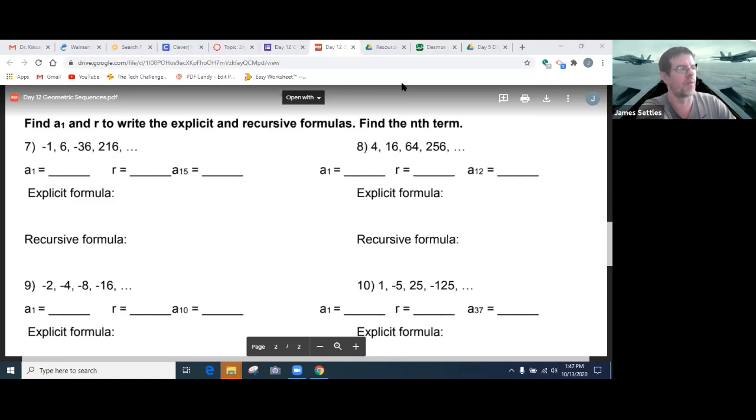If you remember, we've been working with arithmetic sequences, and some of y'all thought it was not so bad. Some of y'all thought it was Chinese, and if you thought it was Chinese, there's nothing wrong with that.